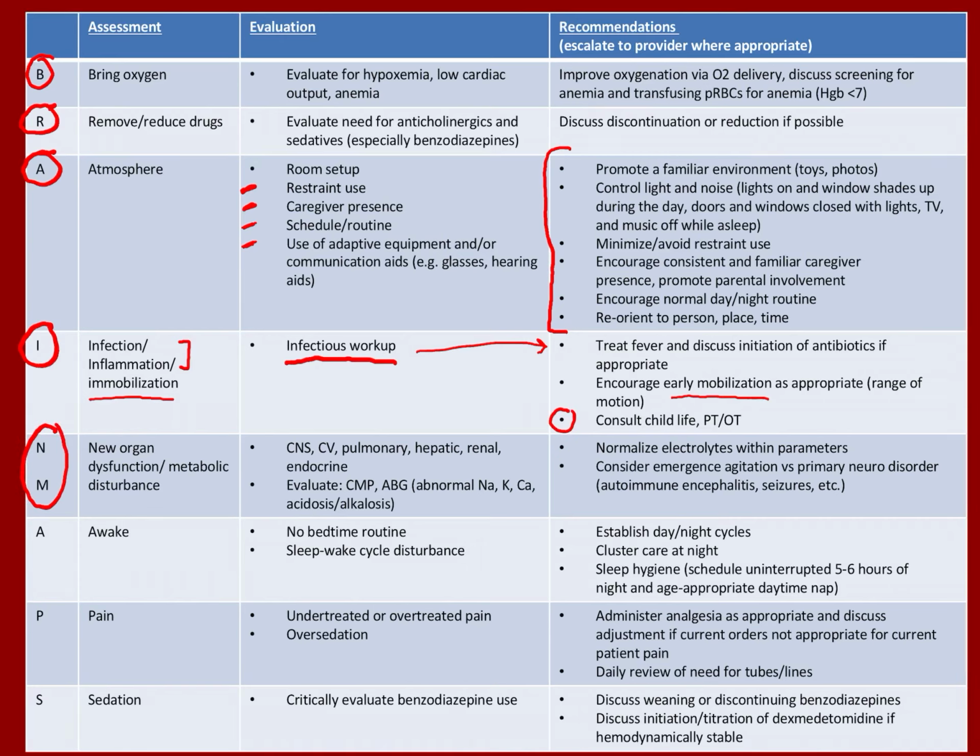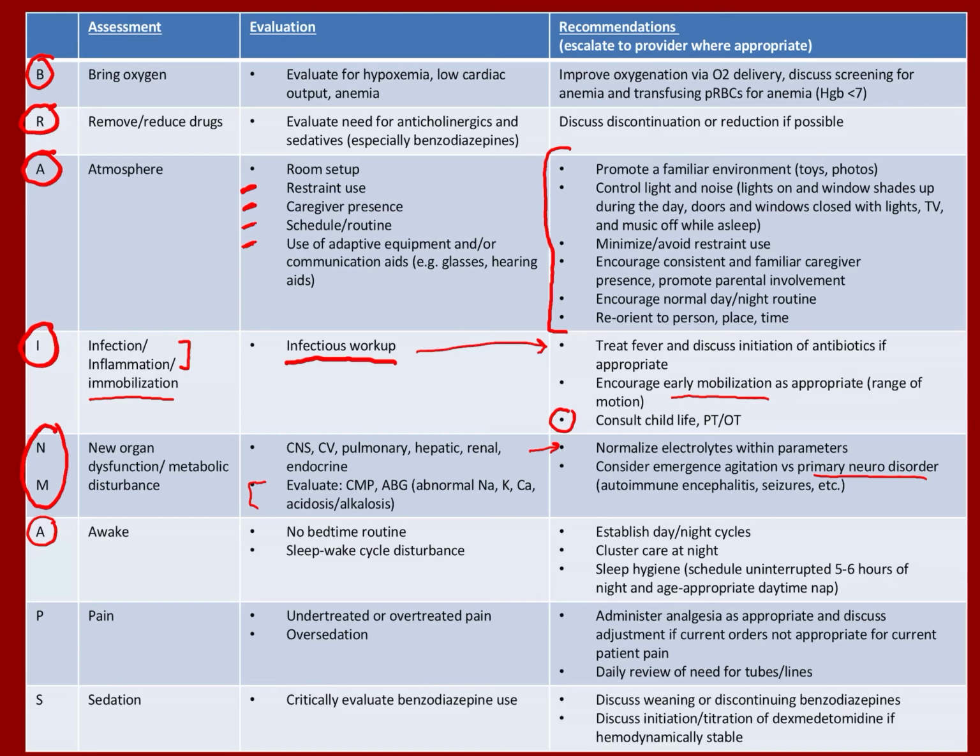Next, we have N and M, which stand for new organ dysfunction or metabolic disturbance. Delirium can sometimes be due to a new organ dysfunction such as CNS, cardiovascular, pulmonary, hepatic, renal, or even endocrine dysfunction. So if a patient develops new delirium, it is important to critically evaluate if there's a new organ dysfunction this can be attributed to. Early steps that a nurse can take would include normalizing electrolytes and considering if there's a new primary neurological disorder, such as encephalopathy, encephalitis, or seizures.